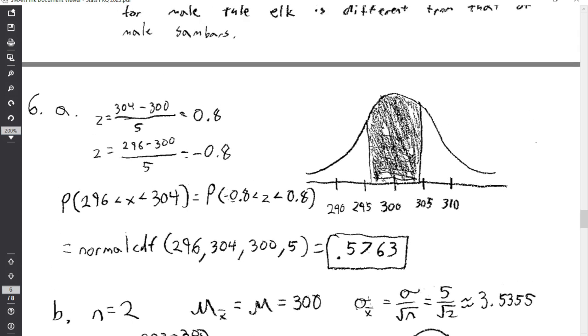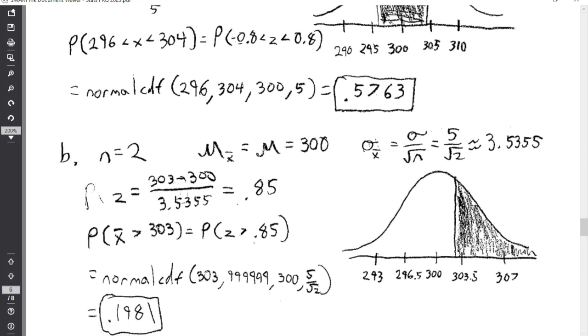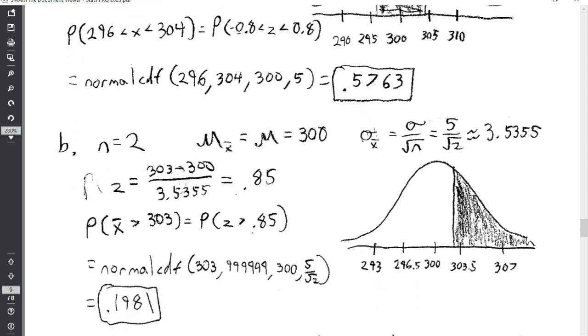Since n is 2, the mean is still the mean. The standard deviation is standard deviation over square root of n. So that's 5 over square root of 2, and that's my new standard deviation. But then the rest of the process works very similarly, where we calculate the z-score, and we work out the probability that we're higher than that z-score because it's greater than 303. And that gives us a probability of 0.1981.